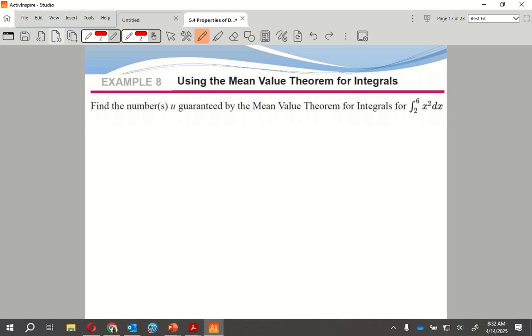Here, let's apply this then. We want to find u, guaranteed by the mean value theorem, for the integral from 2 to 6 of x squared dx. Supposedly, this should be equal to f of u times 6 minus 2.